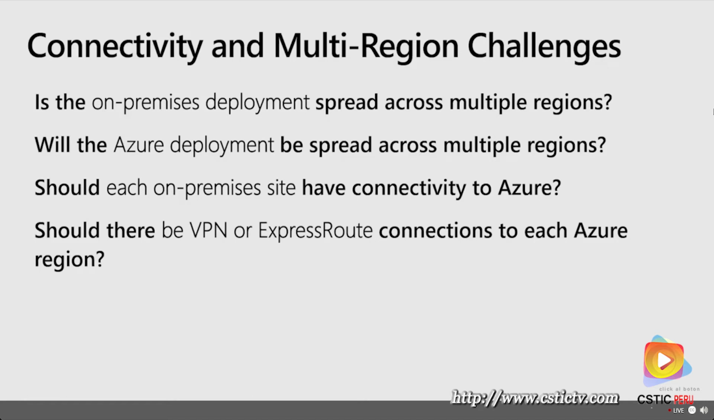Whether each on-prem site should have individual connectivity to Azure, and whether or not those sites need VPN or ExpressRoute connections into each Azure region. You can start to see how all of these different questions, challenges, and individual business requirements help you formulate the decisions you make about how this hybrid network topology is going to be configured.